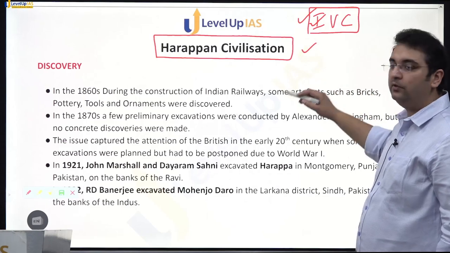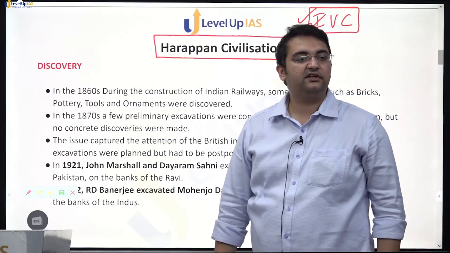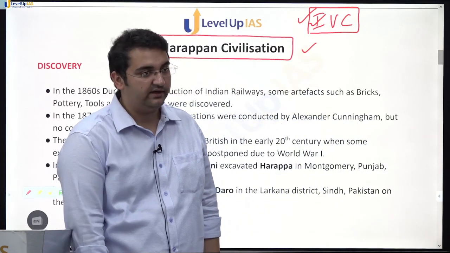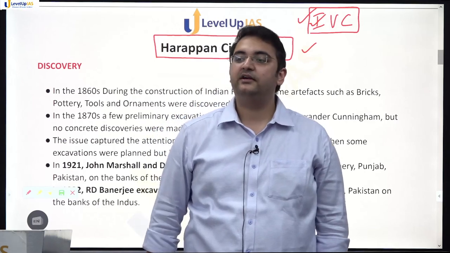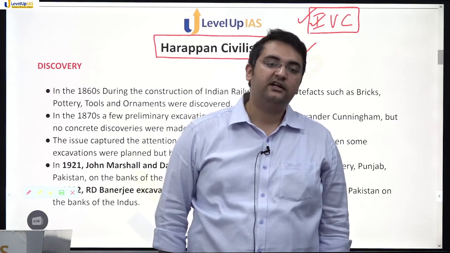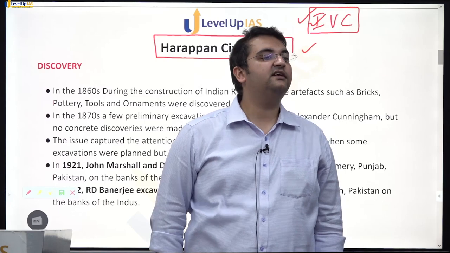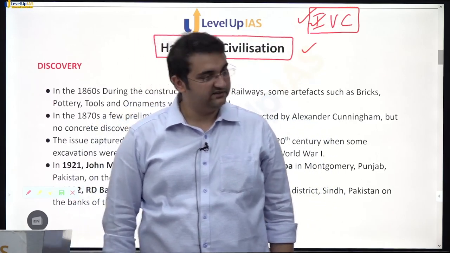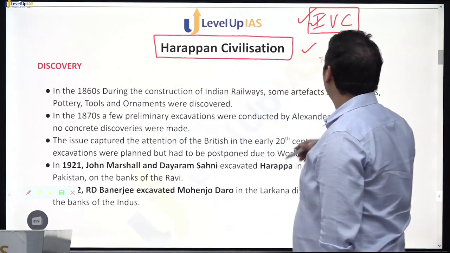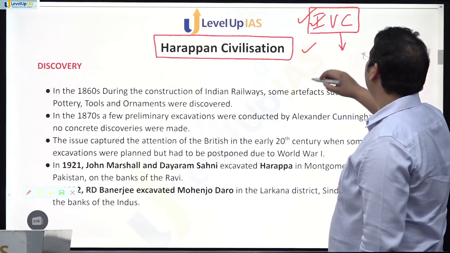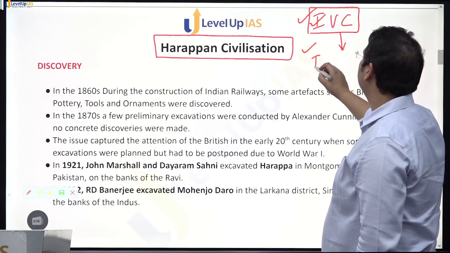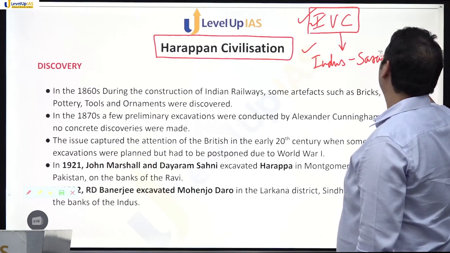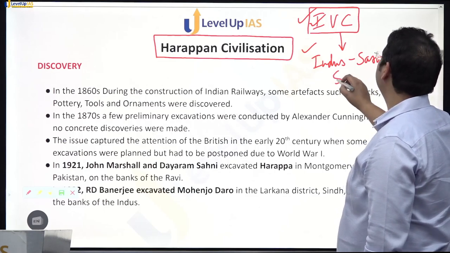But in the more recent years, a number of discoveries have been made far away from the Indus River Valley and its tributaries. A number of sites have been discovered in the valley of a river that was earlier known as the Saraswati Valley, that is the dried up Ghaggar Hakra riverbed system. Okay? So, a more accurate description of this civilization would be the Indus Saraswati civilization.